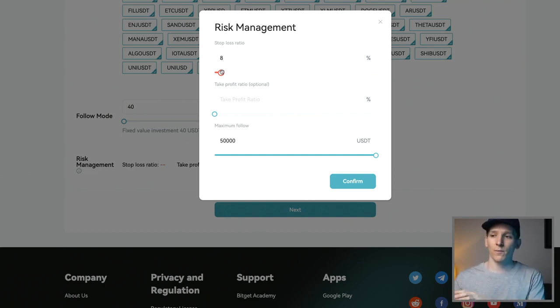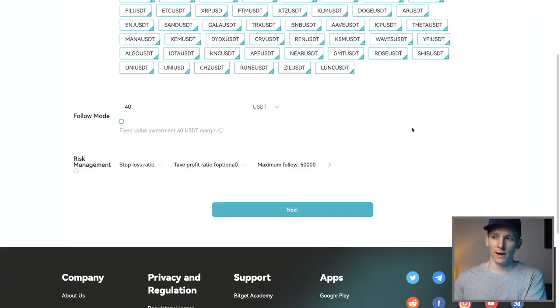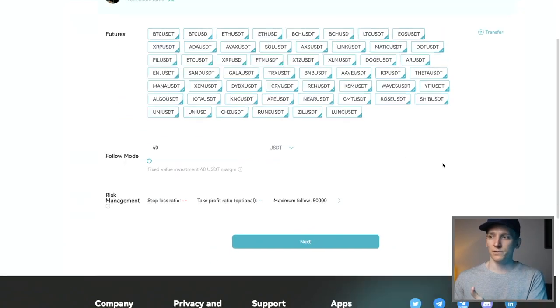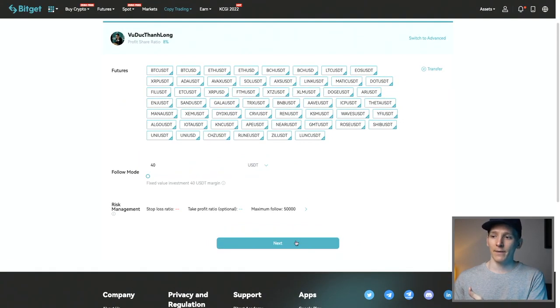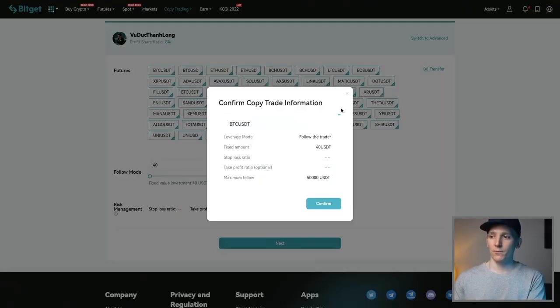You can actually risk manage that yourself. And then you can put a take profit ratio in here as well if you want, but you wouldn't really be copying their trades at that point, but it might be something that you want to do, and just press next there. And then make sure you have some of the US dollar tether in the correct account. It will prompt you to do this anyway when you press confirm.